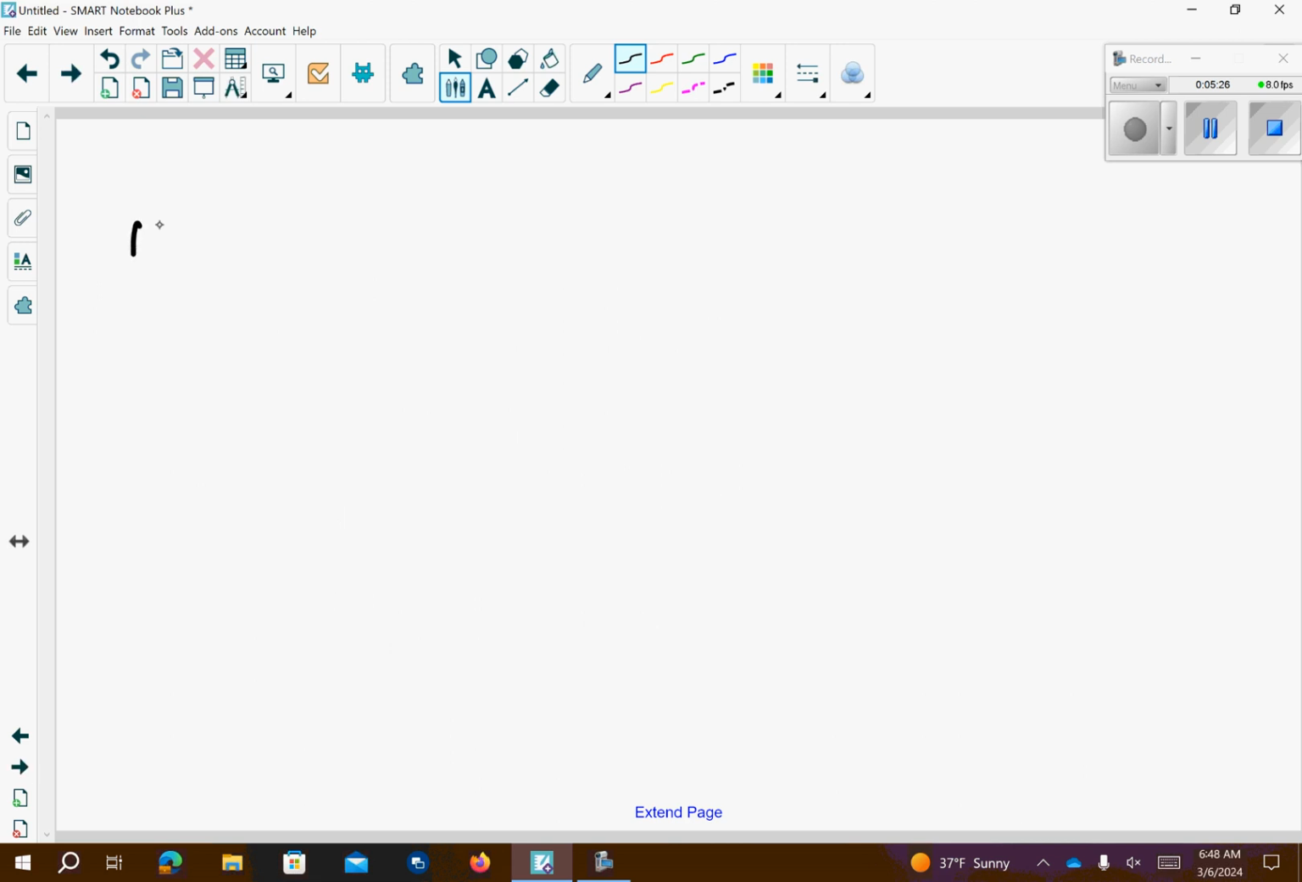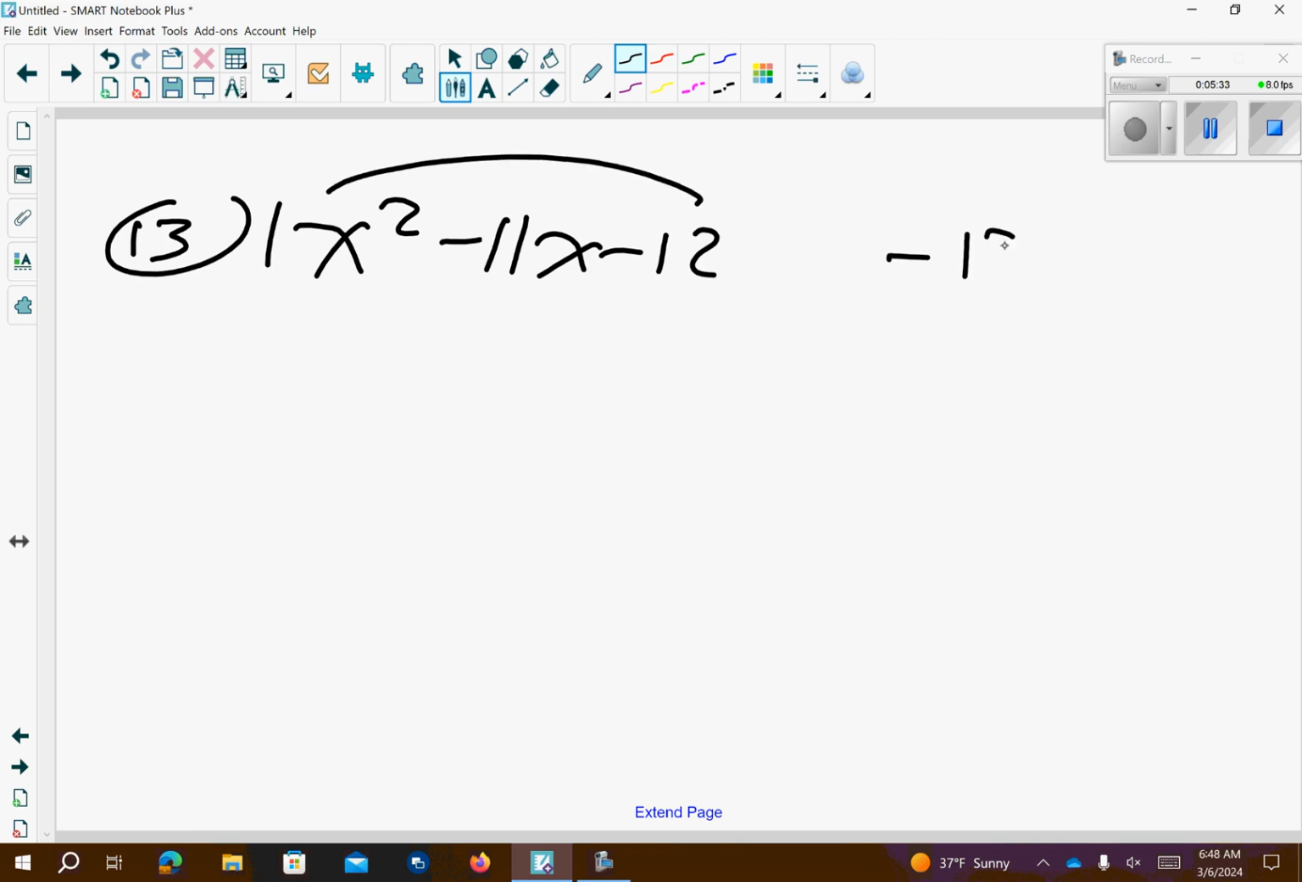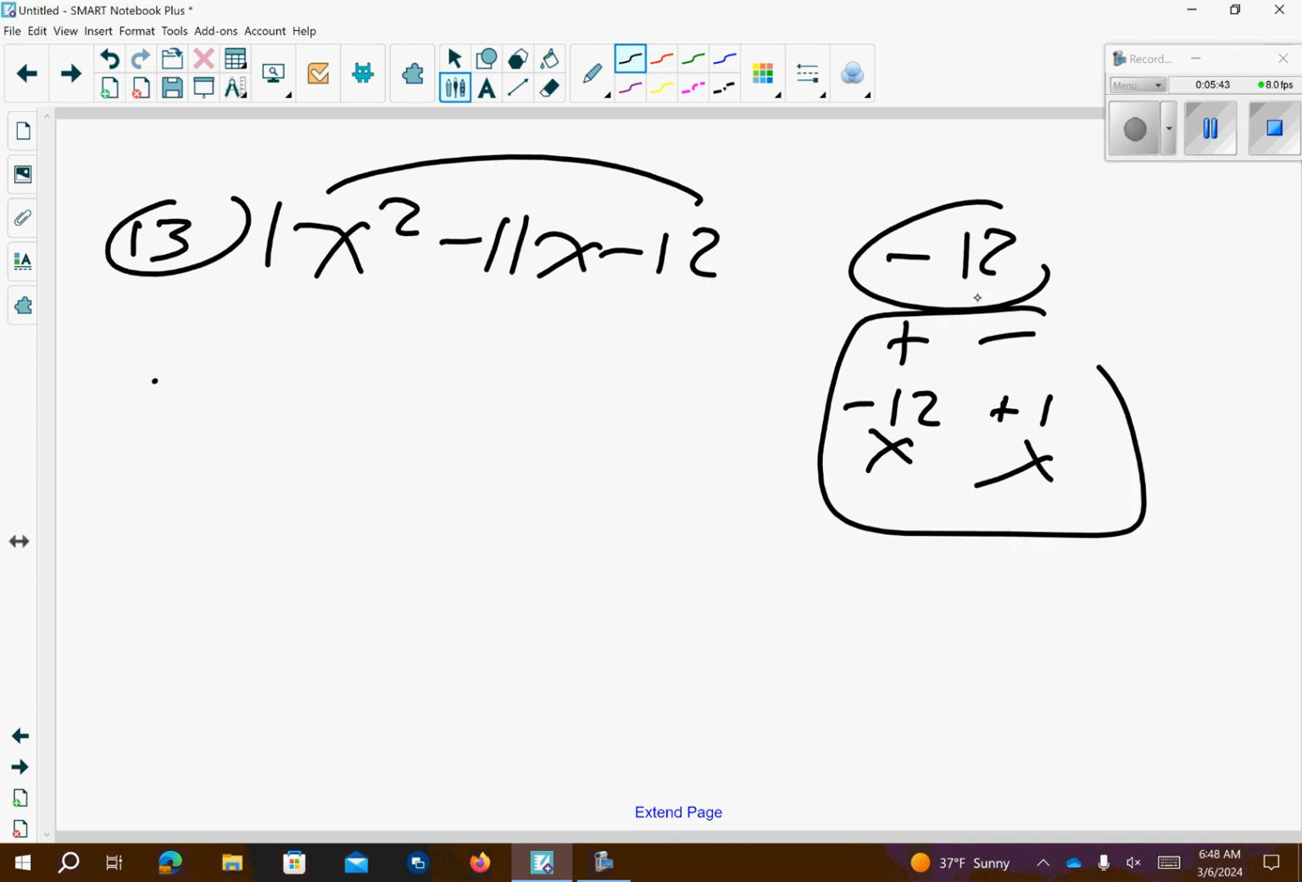Number 13, I get x squared minus 11x minus 12. Put a 1 out front and get negative 12. So I'll have to have positive and negative: negative 12 and positive 1, which add to negative 11. Don't forget the x's, plug those in the middle. So I get x squared minus 12x plus 1x minus 12.